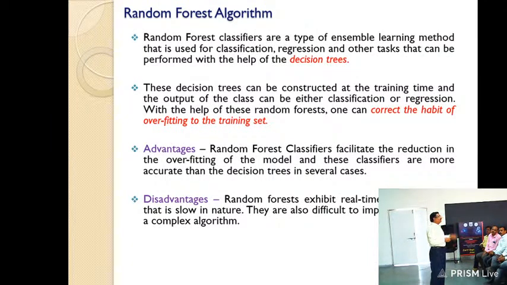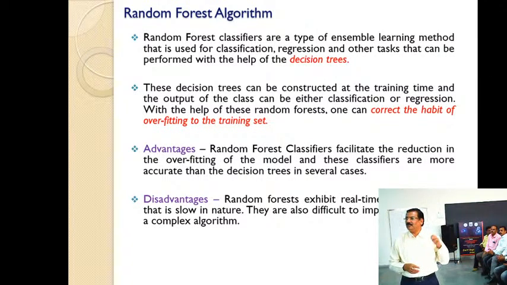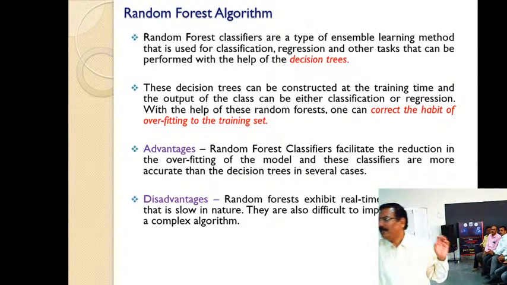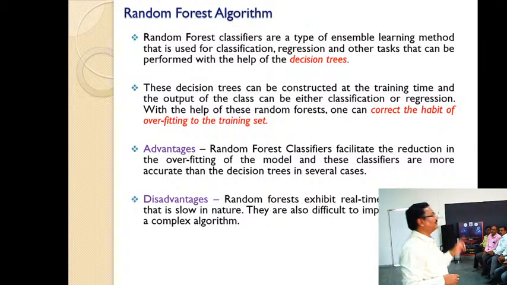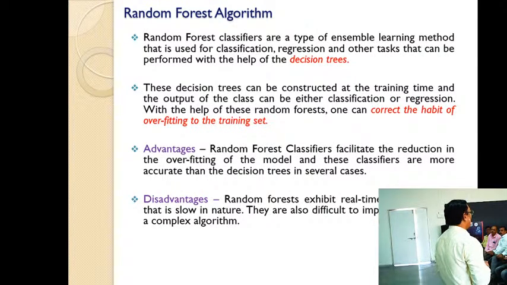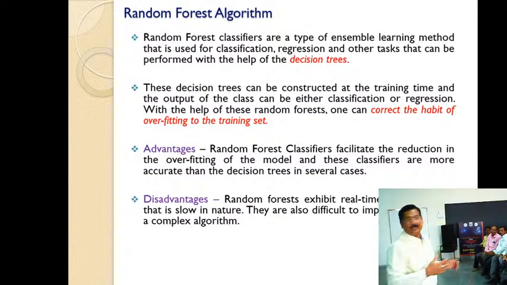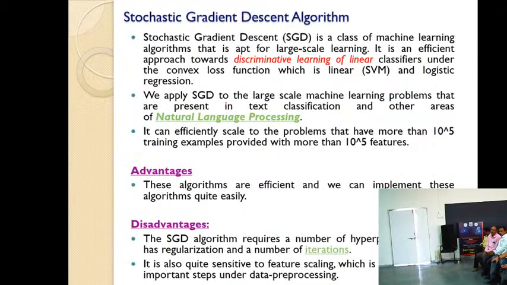In what situation? In what kind of data do we have to use the random forest? Random forest classifier facilitates the reduction in overfitting of the model, and these classifiers are more accurate than the decision tree in several cases. So you have to think about what kind of data you have. Now you can go for it.